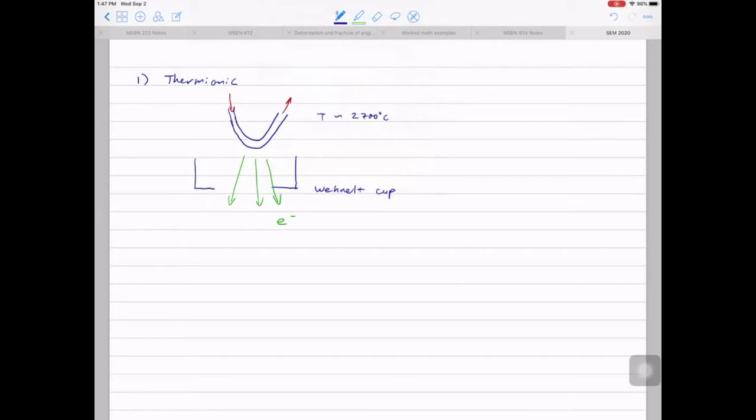Any guesses why people use tungsten rather than other materials for a thermionic gun? Exactly, melting point. The melting point of tungsten is 3,422 degrees Celsius. Most metals melt at such a high temperature, but tungsten is able to withstand the heat. That's why tungsten is used.